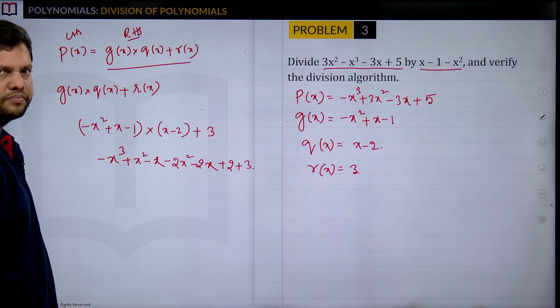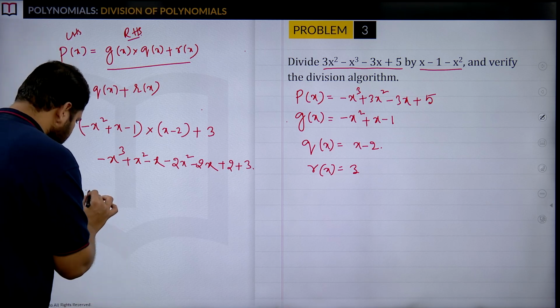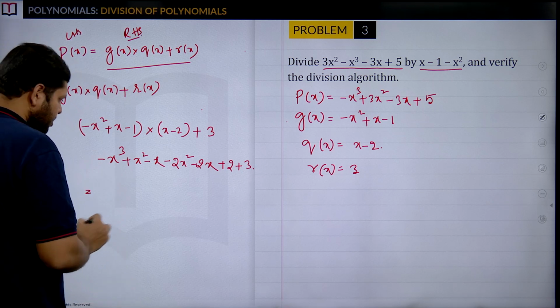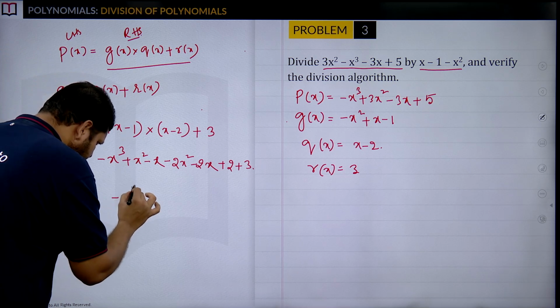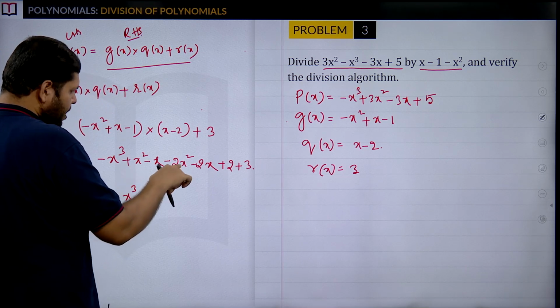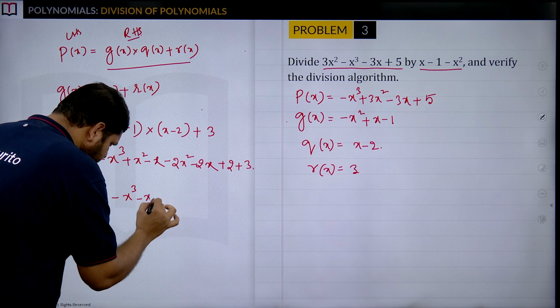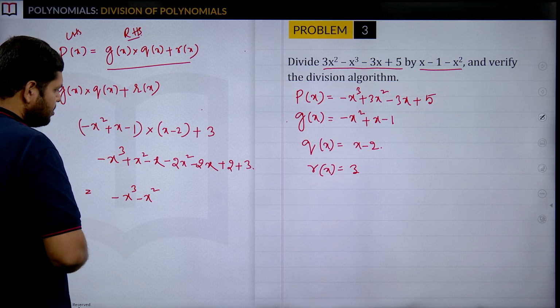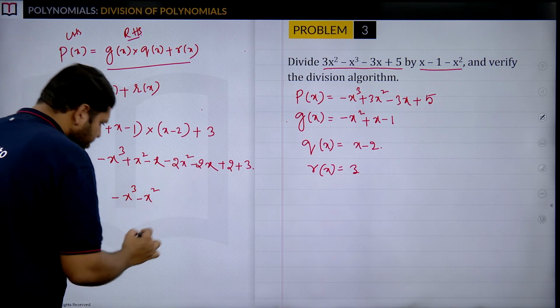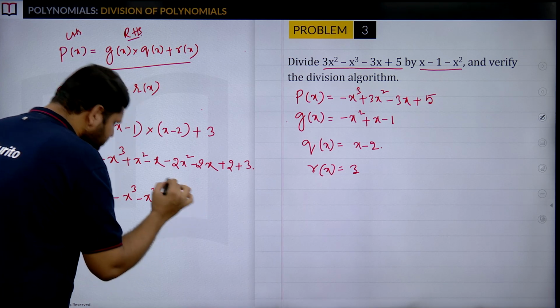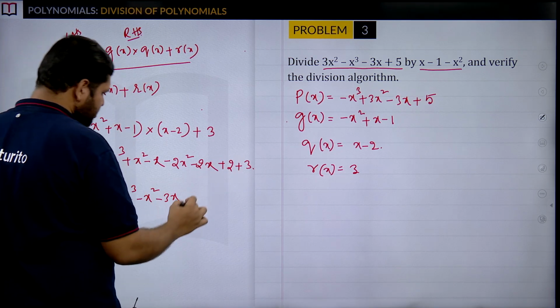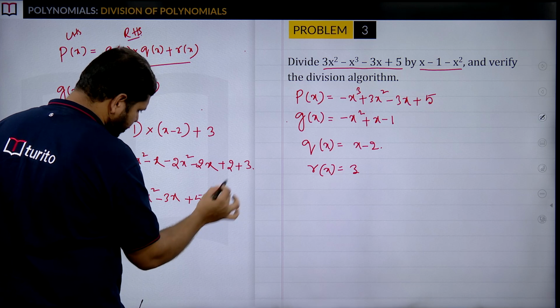Clear, children? Now what I am doing? So it is minus x power 3. Write down separately because I have a single term. x square minus 2x square, we can say minus x square. And look at the x term, minus x minus 2x, so we can say minus 3x. Plus 2 plus 3, we can say what, children? Plus 5.